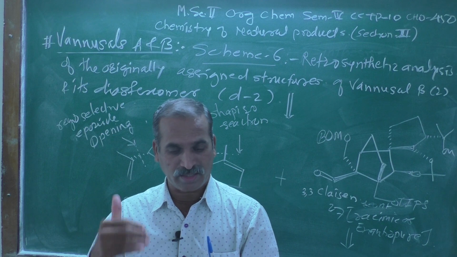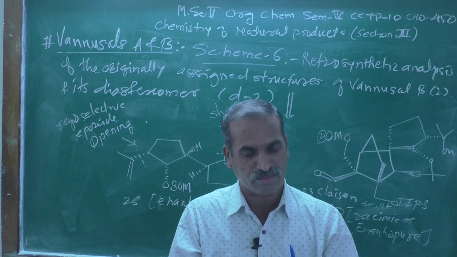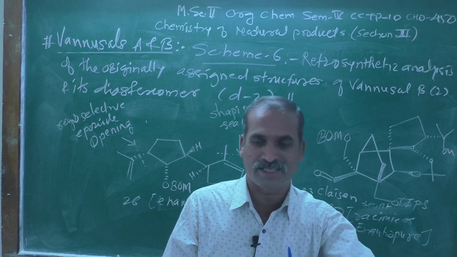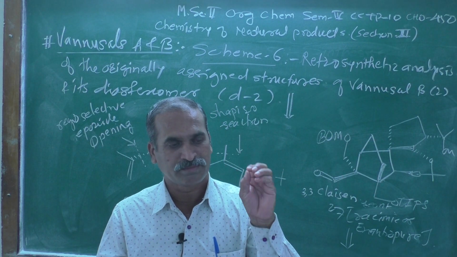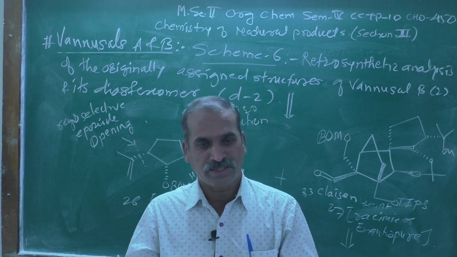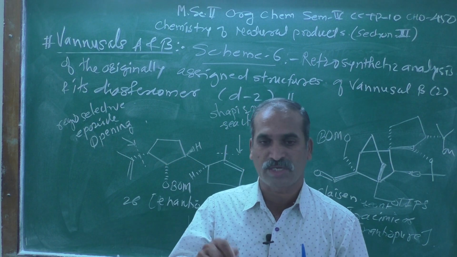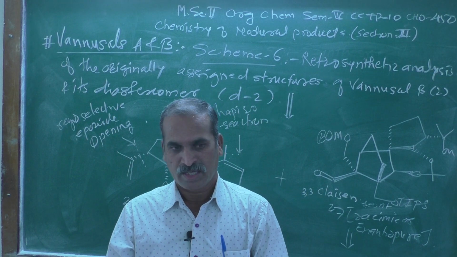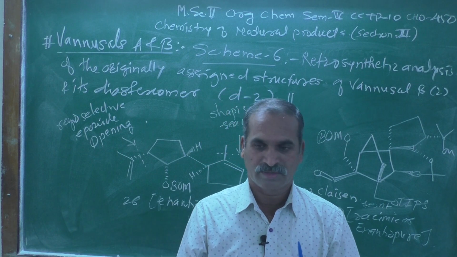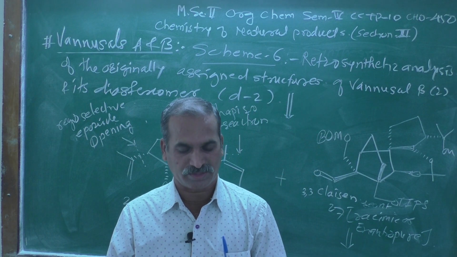And as we know the meaning of each term. First of all, what do you mean by target molecule? Here in this case it is the originally assigned structure of vanosol B, that is structure number 2, and its diastereomer, that is D2 mentioned over here. D stands for diastereomer. Diastereomer means they are not mirror images of each other. So that type of compound is known as a diastereomer.